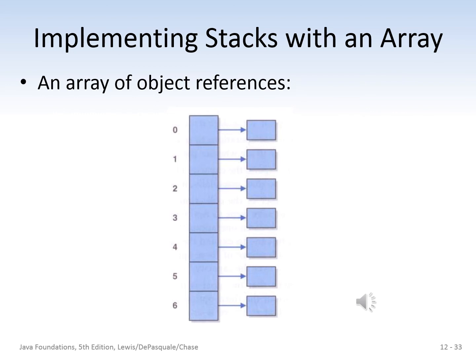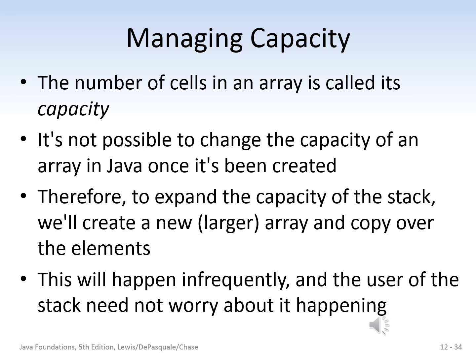So if we implement a stack using an array, it really becomes an array of object references. You're probably thinking, if we use an array as the underlying structure for a stack, and we can't change the capacity of an array in Java once it's created, how are we going to make this stack dynamic? Well, the number of cells in an array is called its capacity.